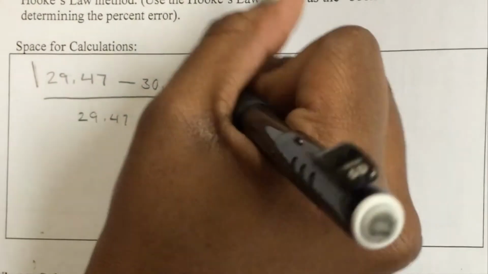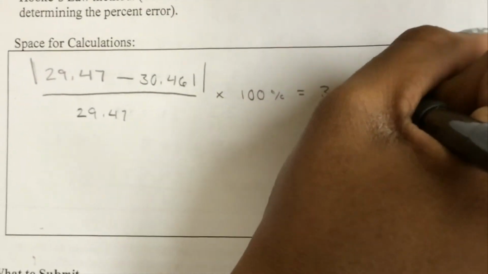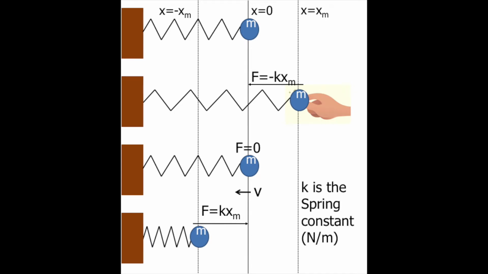To calculate percent error, take the absolute value of the experimental spring constant subtracted from the actual spring constant and divide by the actual. In this experiment, we're using the value calculated from Hooke's law as the actual, then multiply by 100.